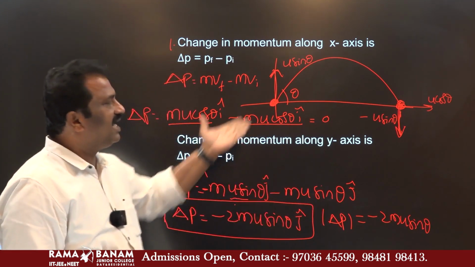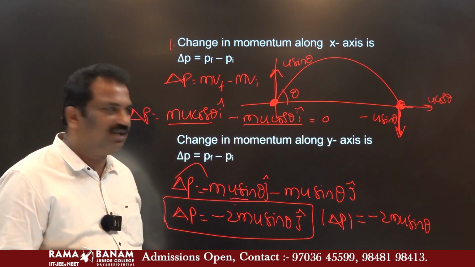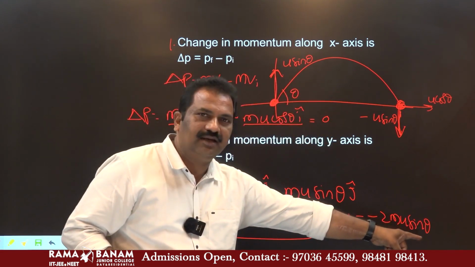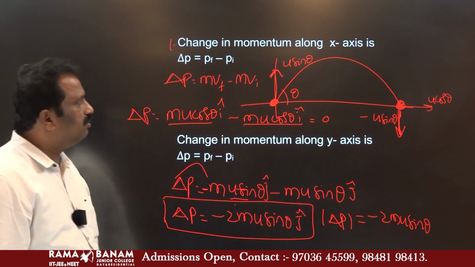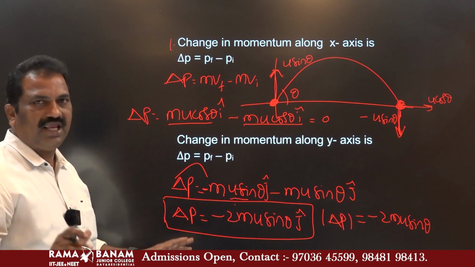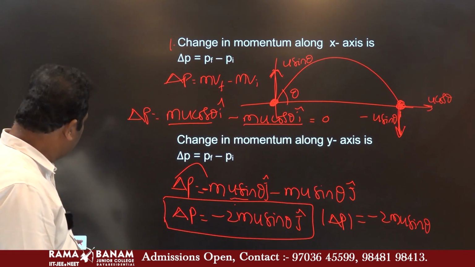Okay, suppose it makes an angle of 40 degrees. What is the change in momentum? We have to substitute the angle here, and easily we can find the answer. So this is about the change in momentum along the x-axis and y-axis. Okay, students, next.